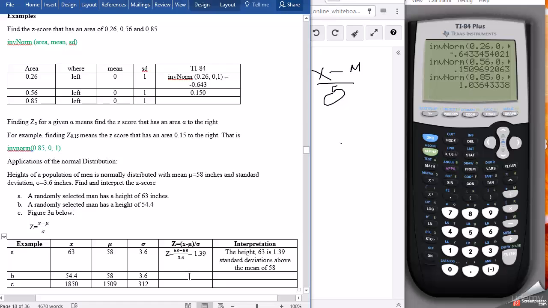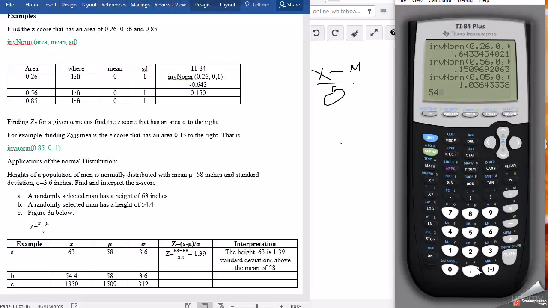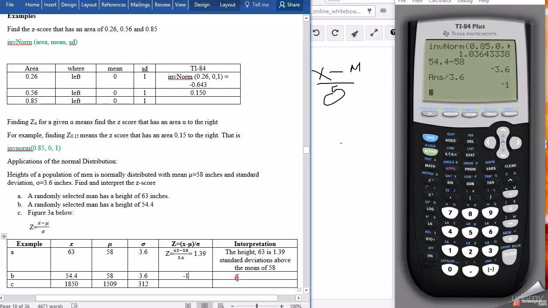Now for the second one, B, there's a height of 54.4. We're going to do this right here. 54.4 minus 58, enter, divided by 3.6. So we have a negative 1. So the z-score is negative 1. What does it mean? It means that the height of 54.4 is 1 SD, standard deviation, below the mean. Okay, 1 standard deviation below the mean.